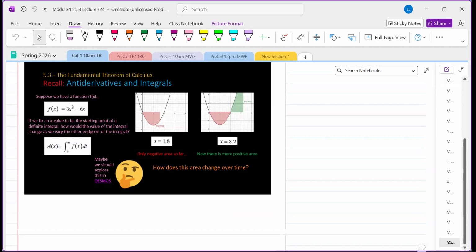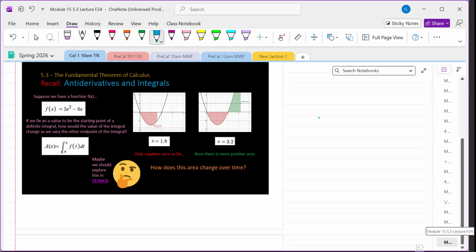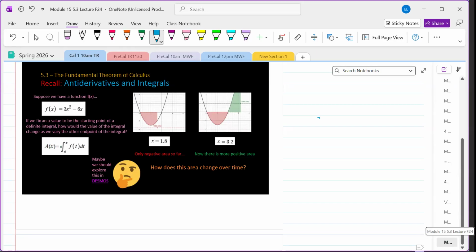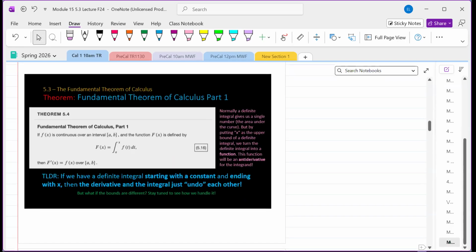So it turns out when I'm looking at the area under the curve, if I look at the integral from some constant value to x of f of t dt, that area under the curve, and if I wanted to know what the derivative of this was, as silly as this sounds.